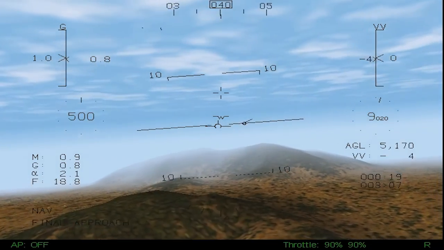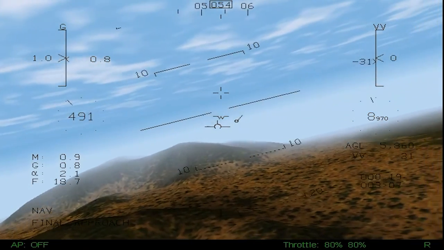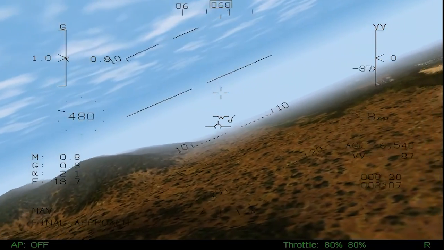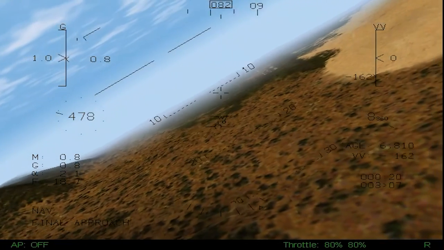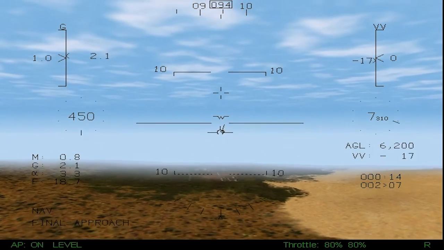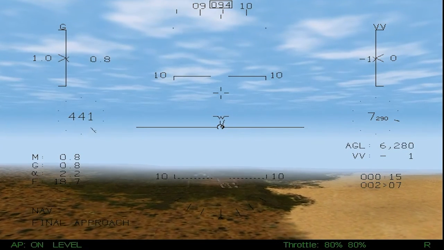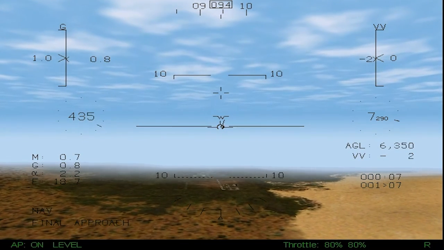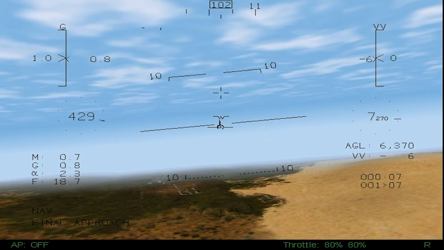Remember, you want your altitude at about 2,000 foot AGL and your airspeed around 200 knots when you reach your final approach point. Your angle of attack should be between 12 and 14 degrees when you're ready to touch down. Try to get the vertical and horizontal localizer bars to cross over your flight path marker.